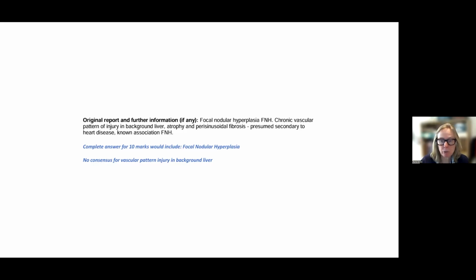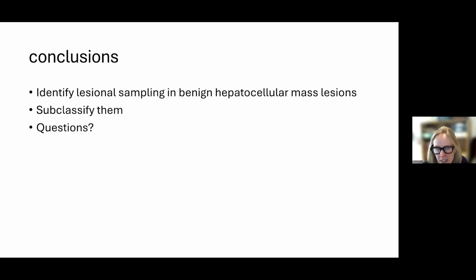The EQA responders, really strong consensus for recognizing an FNH here. And I think it is an important lesion for any of you out there who are coming up to an exam to be familiar with. So you've seen a nice example now of focal nodular hyperplasia. And unfortunately, there wasn't a consensus amongst the responders for a vascular pattern of injury in the background liver, but I think that it makes quite a nice story in that particular case.